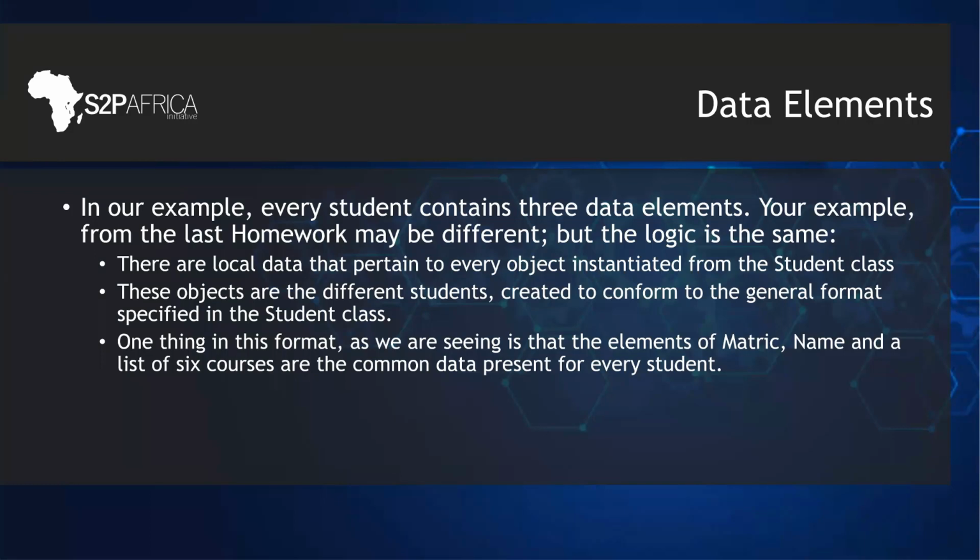One thing in this format, as we are saying, is that the elements of matric, name, and a list of 6 courses are common data present for every student. That is how you start. You have matric, name, and a list of 6 courses. We just want to do something simple. Of course, I'm sure you can now begin to see it can become much more complicated, but learn to do the simple one first. If you learn to do the simple one and you do it confidently, it will be easy for you to begin to expand and do other things with it.